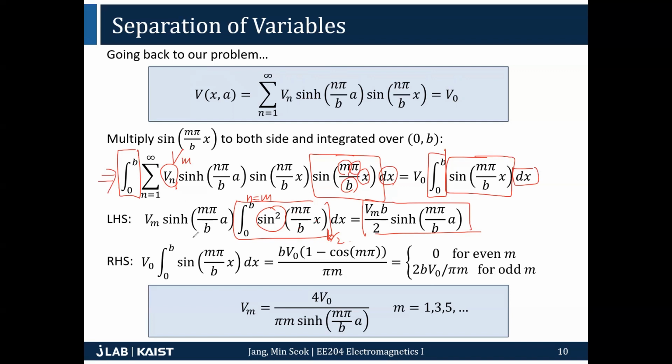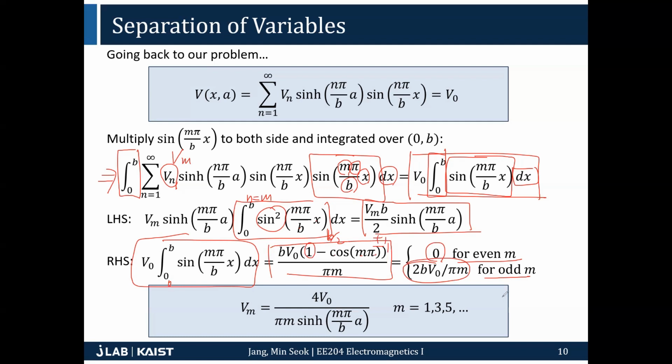And then similarly, for the right-hand side, you can easily perform the integration, right? And then this is like a cosine m pi over b. And if you insert 0, it becomes 1. And if you insert b, it becomes cosine m pi. Okay, and the cosine m pi, of course, is either +1 or -1, depending on whether m is an even number or odd number. So this entire thing is 0 if m is even, and this if m is odd.